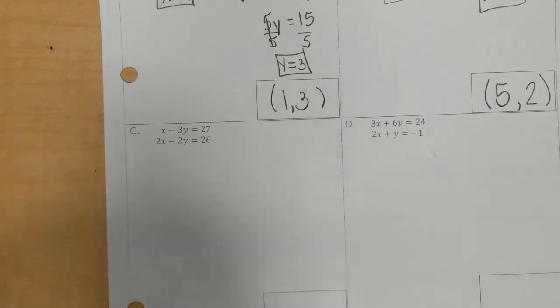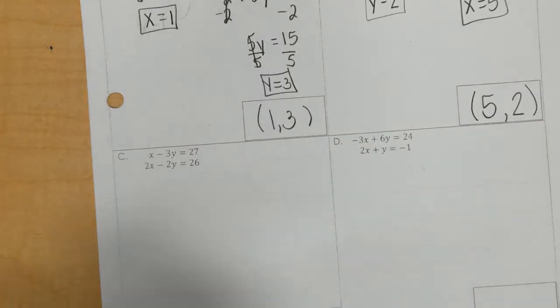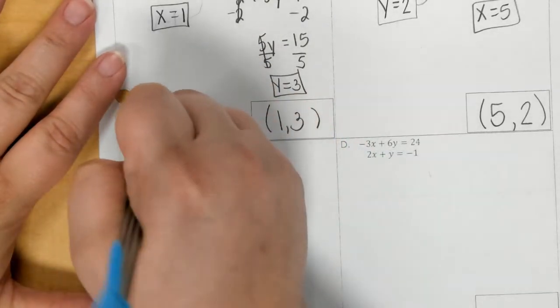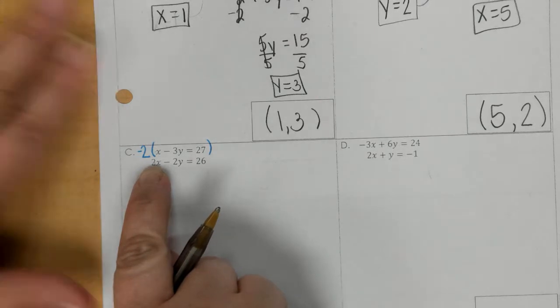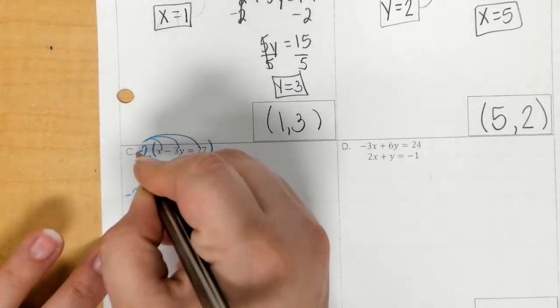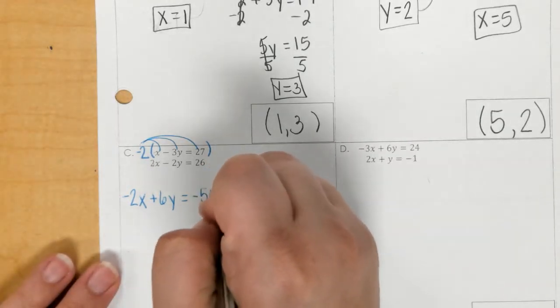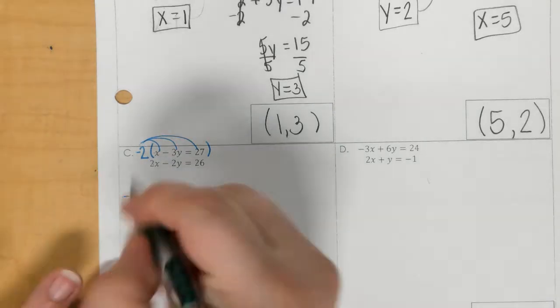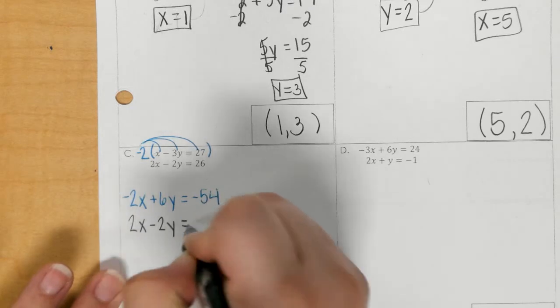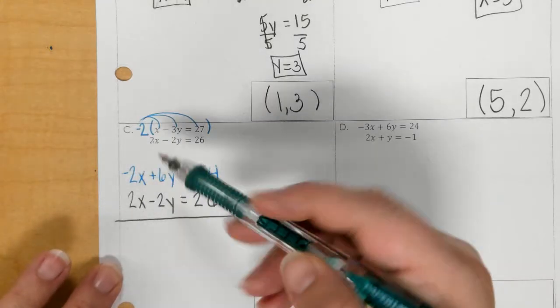So let's see. I think it would be wise to say it would be easy to get a negative 2 right here. Okay? And so I'm going to multiply the top equation by negative 2 to make it the opposite of 2. And so to multiply, I multiply 3 times. So I would have a negative 2x, positive 6y, and a negative 54. Now the second equation, it stays the same. And do I have opposites? Yes. This makes 0 now.